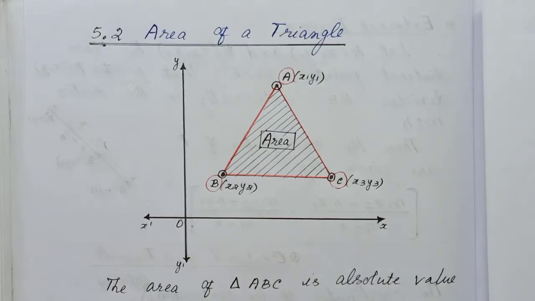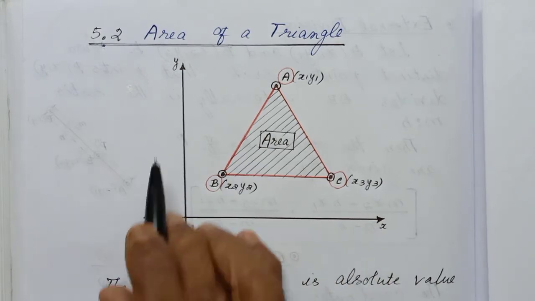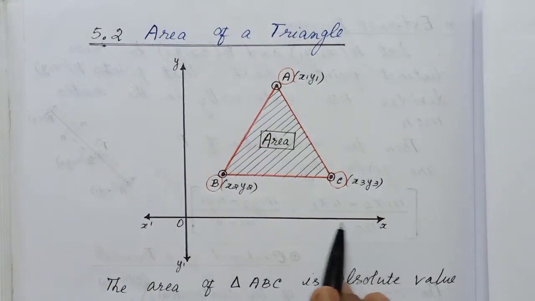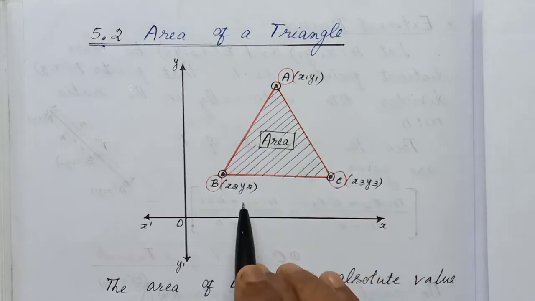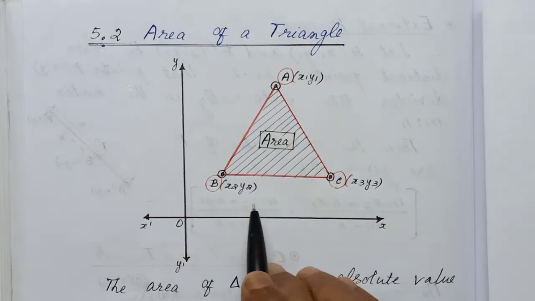The next one is the area of the triangle. See, this is the x-axis, this is the y-axis. The x-axis and y-axis meet at the origin 0, and they cut each other perpendicularly. So it has a plane with A, B, C. It has 3 points.